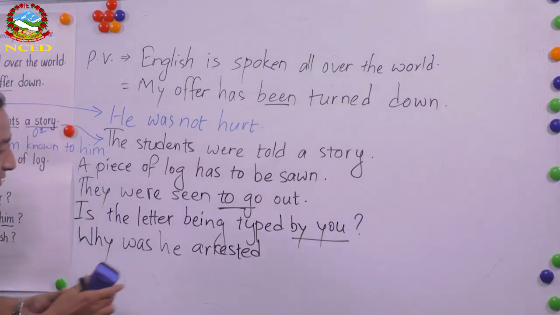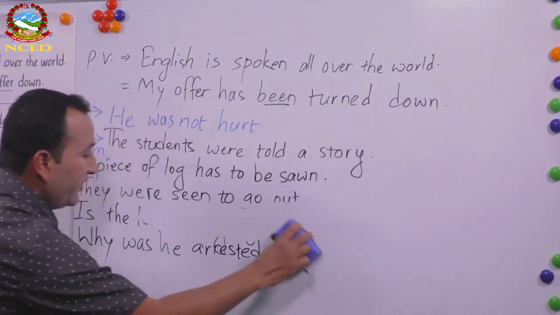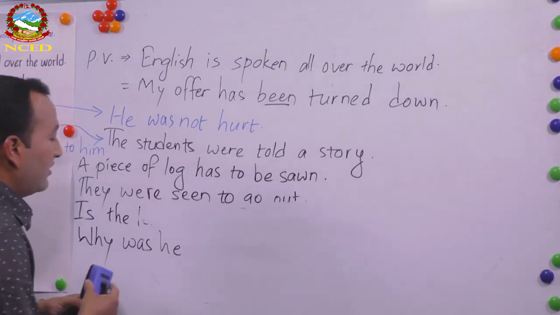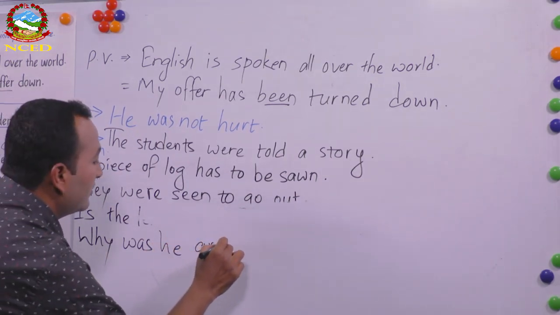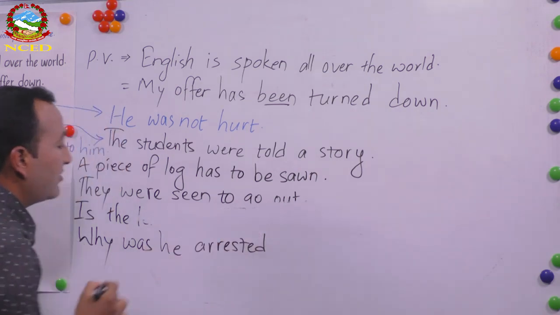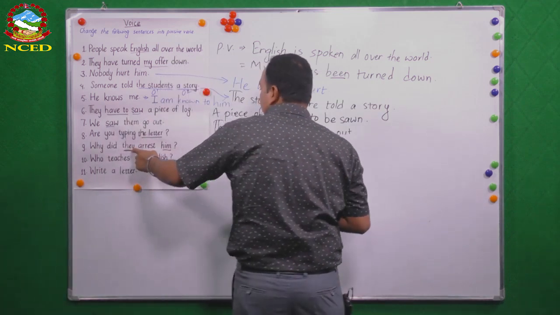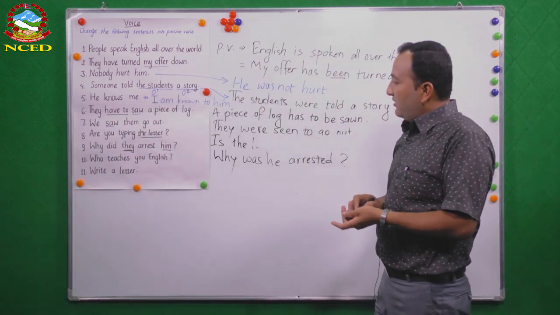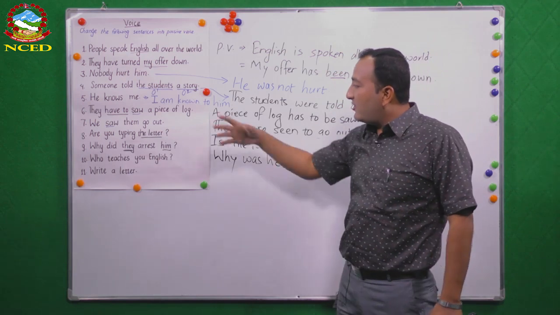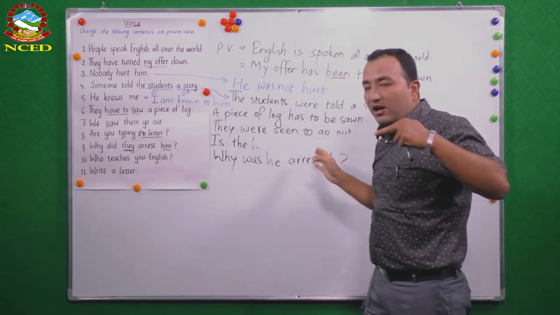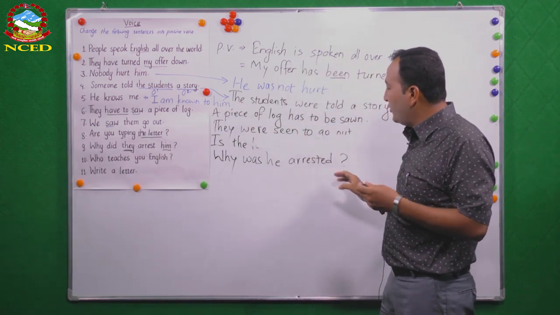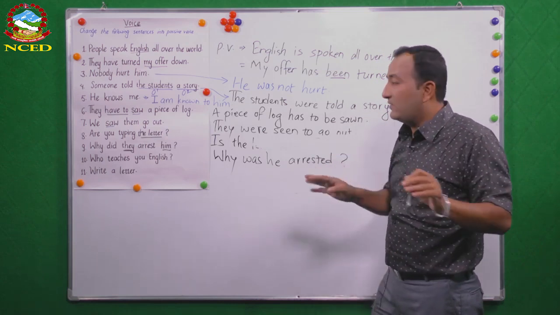Can you see it well? Okay, let me erase the previous sentence. Arrested. You only have to add "ed." Why was he arrested? "By them" is not written. According to the rule of passive voice, the rule is "by" plus the subject made into an object. But here we don't need it. Why was he arrested? That's all.